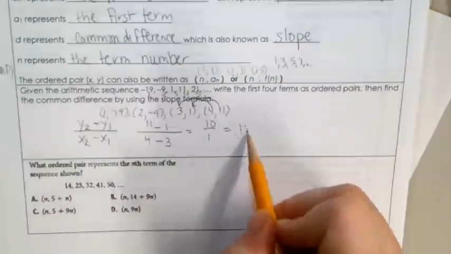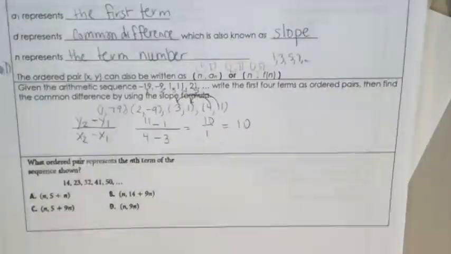So the common difference is 10. So if you go back and look, each time to get from one term to the next, you're adding 10, adding 10, adding 10, adding 10, adding 10. So that common difference of 10 is the slope of the line if I were to graph them. So the common difference and the slope are the same.